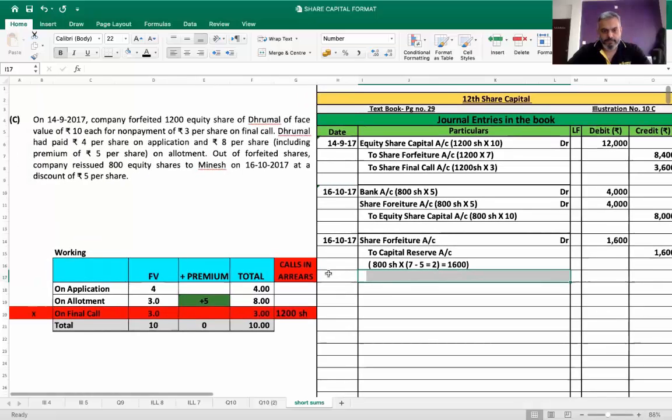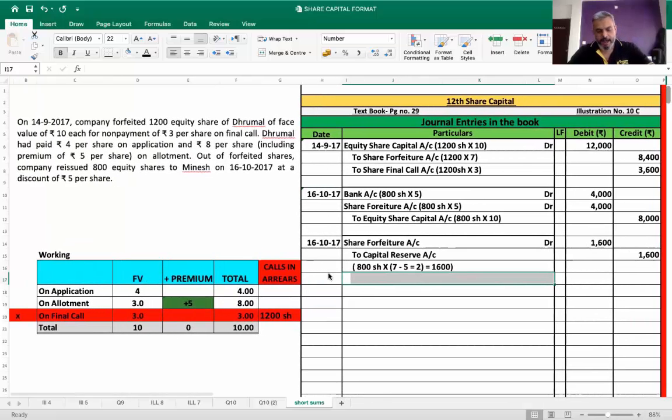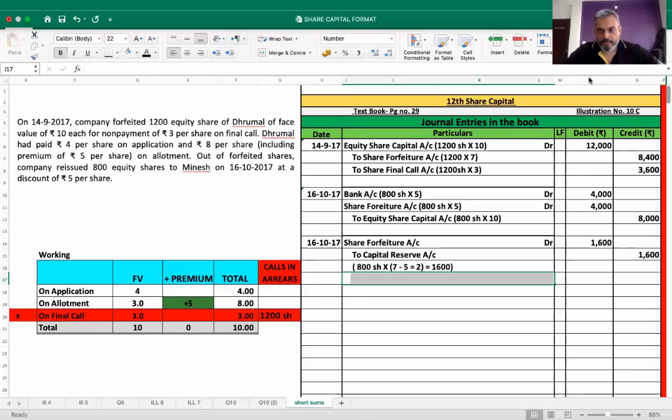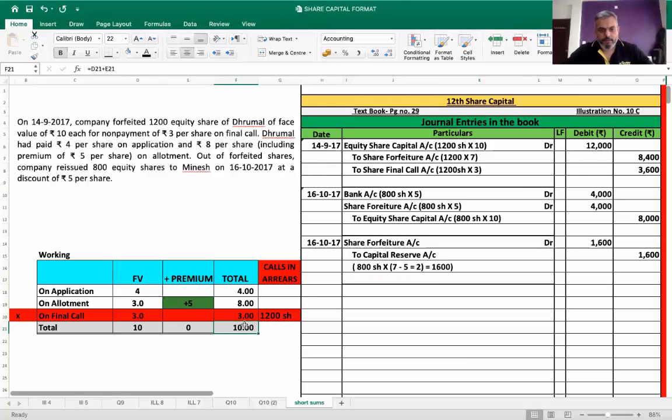That's it. Go through the sum, see if you have any doubt. Over here, the total will be 15. Okay, there is an error in the formula. Here, premium will be 5. Correct it. Okay.